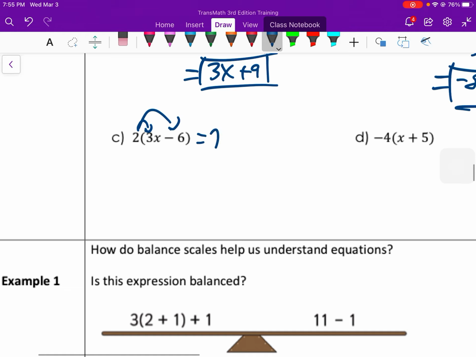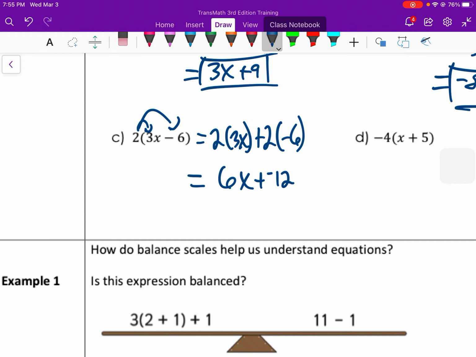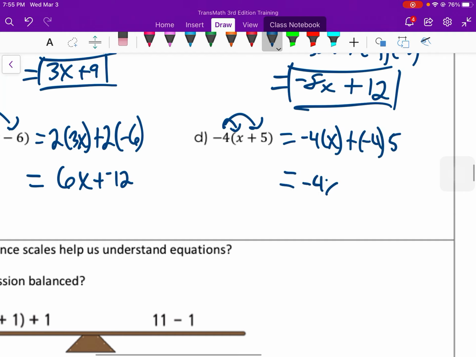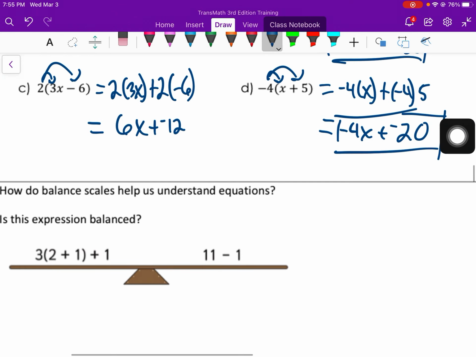Distribute to each piece. So that's 2 times 3x plus 2 times a -6. So 6x plus a -12 because the signs are different. And then one more here, when we distribute to each piece, we get -4 times x plus a -4 times 5. So that's -4x plus a -20 when our signs are different. In both cases, signs are different. You get a negative out.